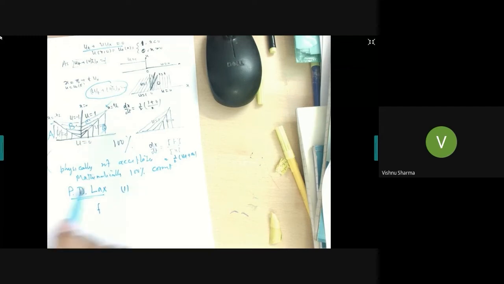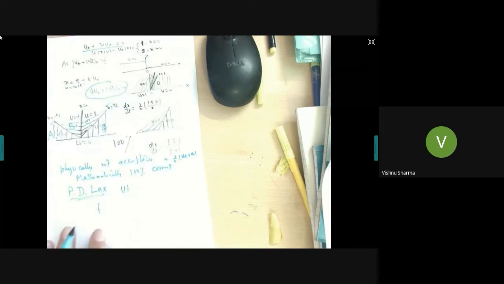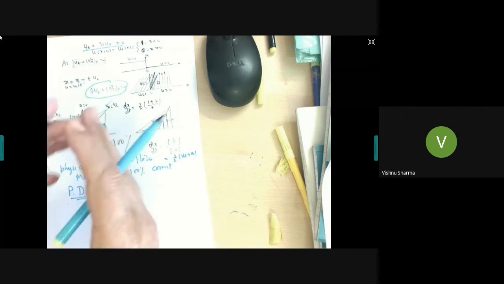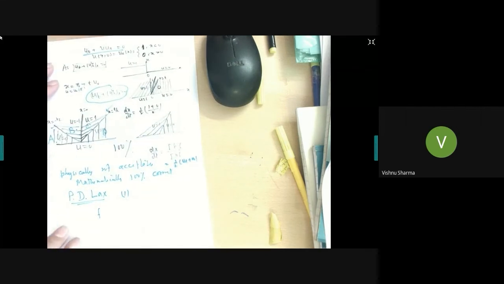First, a discontinuity has to be introduced only when the characteristics intersect. We found that this problem started only when the characteristics intersect. Then you get a problem. Is that right? Yes, sir. That's the very first point.